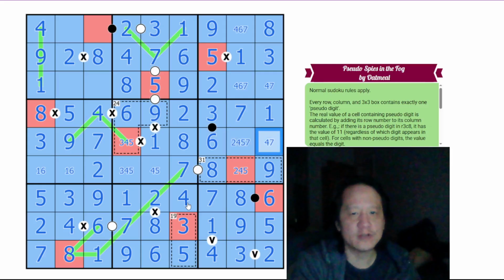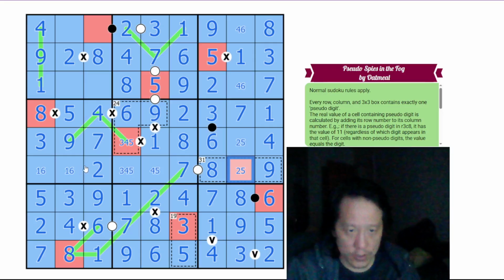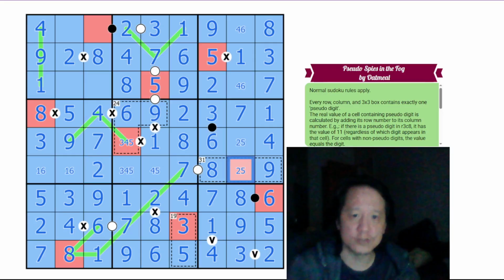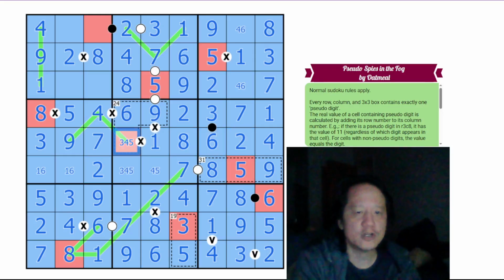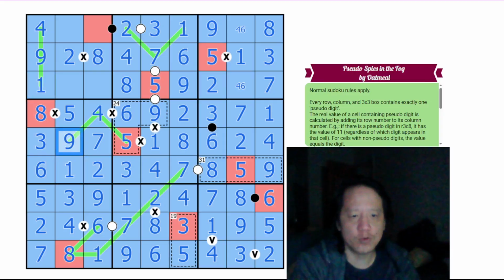7 eliminates 7 here, so it's 4, which makes this 7. Which means this can't be 7, and this can't be 7. So no 4, 7 here, no 4 here. 2 eliminates 2 here, so this is 5, which makes this 2. No 3 and 4 here makes this a 5, which makes this 4, which makes that 3. 1 here eliminates 1 here, so it's 6 and 1.